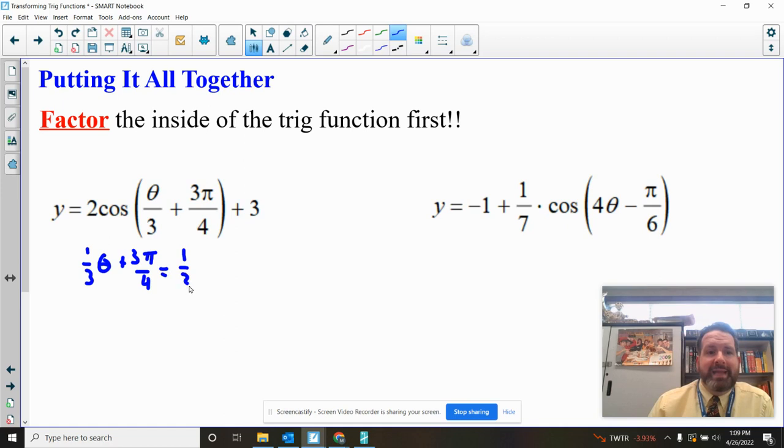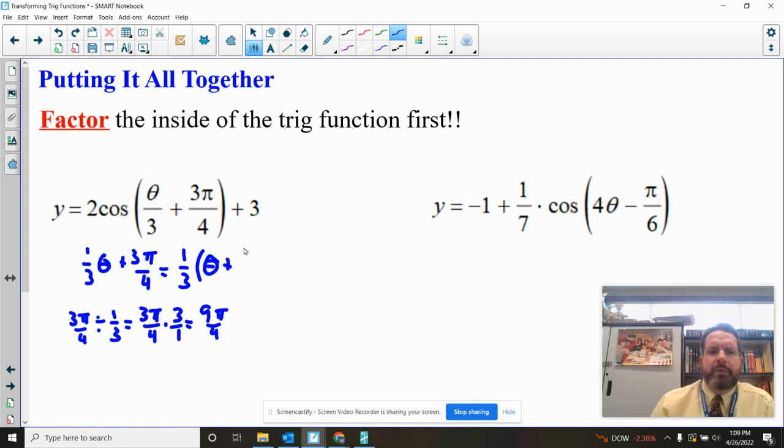And we're going to rewrite that as 1/3 times theta plus, and then how much is 3/4 divided by 1/3? So 3 pi over 4 divided by 1/3. I'm just dividing by that b value. So taking the 3 pi over 4 divided by that coefficient on theta. And that is the same as 3 pi over 4 times 3 over 1, which takes you to 9 pi over 4.